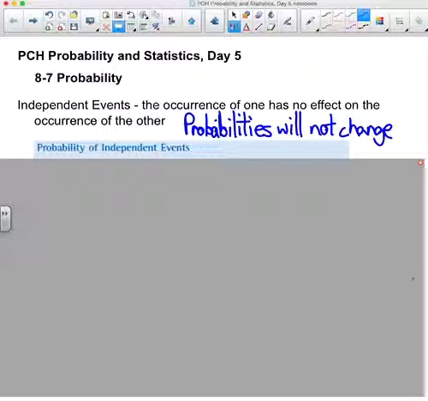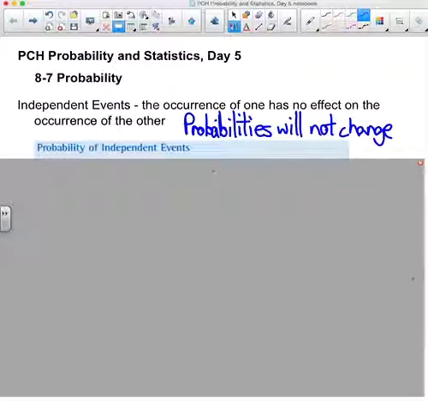We've used the example of rolling dice, okay? Every time you pick those dice back up and roll them, those are independent events because it doesn't matter what you rolled the first time, they're getting rolled again. And you have the same probabilities, all right?